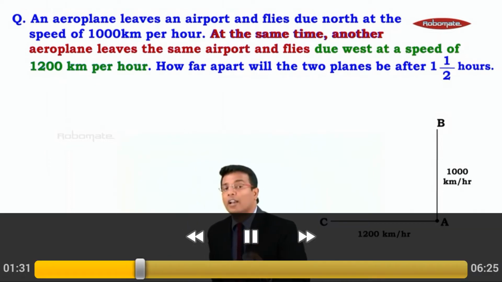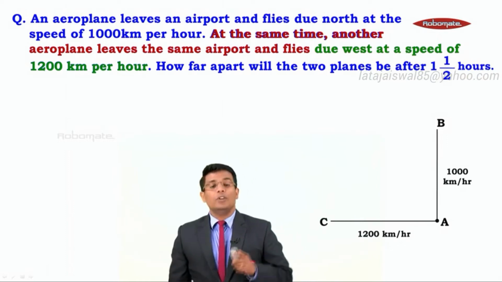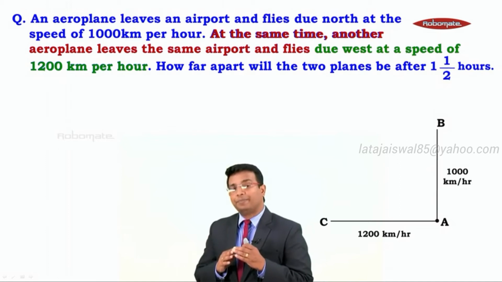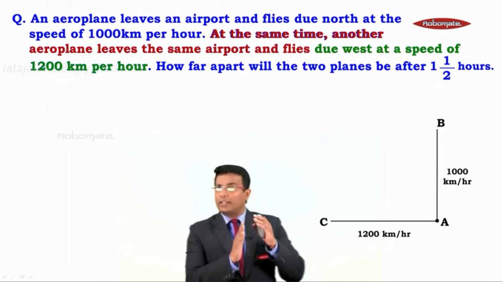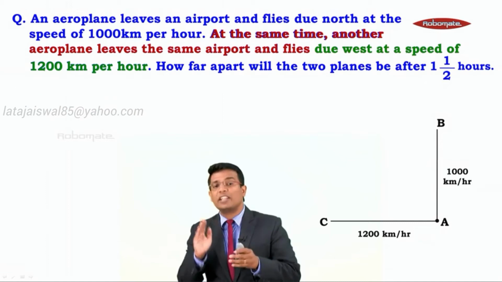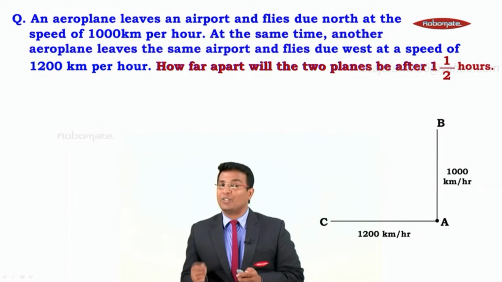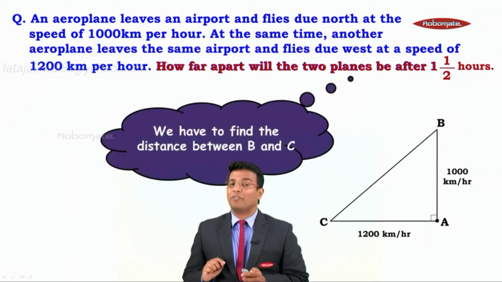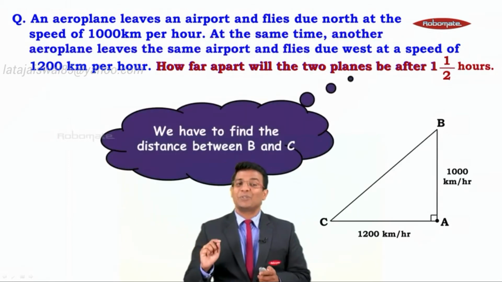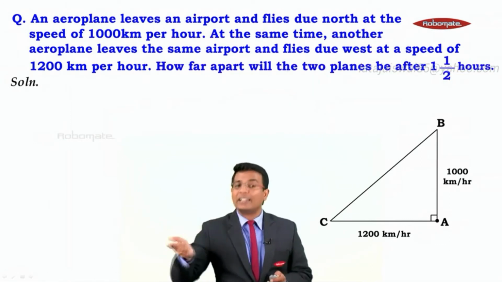How far apart will the two planes be after 1.5 hours? So obviously after 1.5 hours of flying from A, the first aeroplane would have reached B and the second aeroplane would have reached C. So how far they are apart is nothing but BC. That means we have to find the length of BC. This is what the sum says. Is this much clear to everybody? Yes. Beautiful, right?